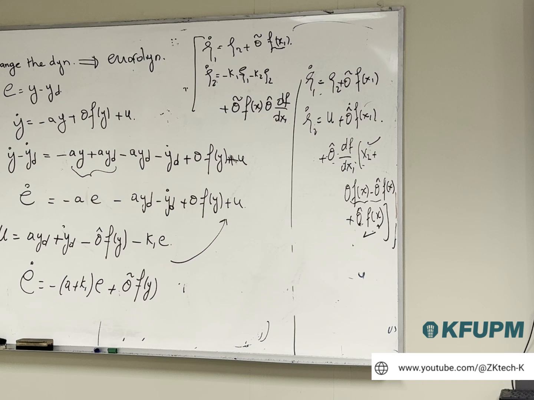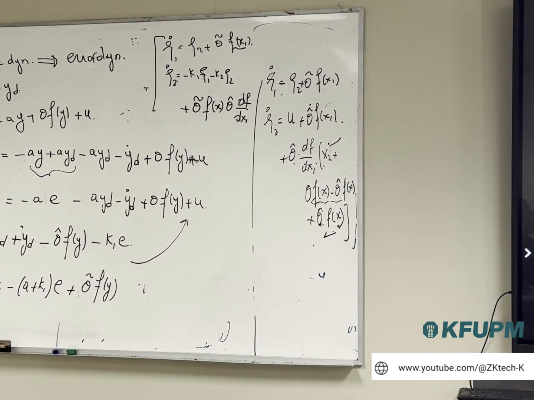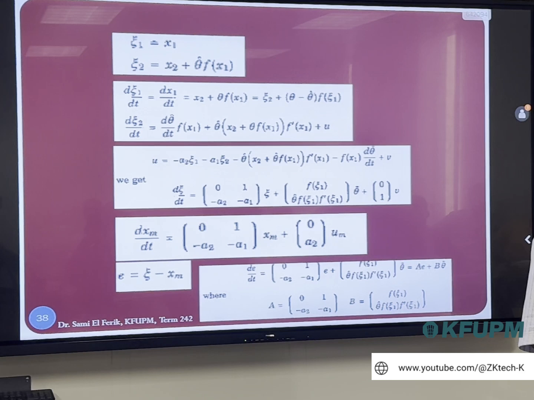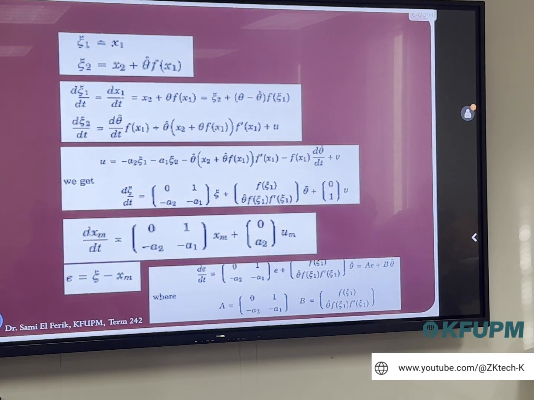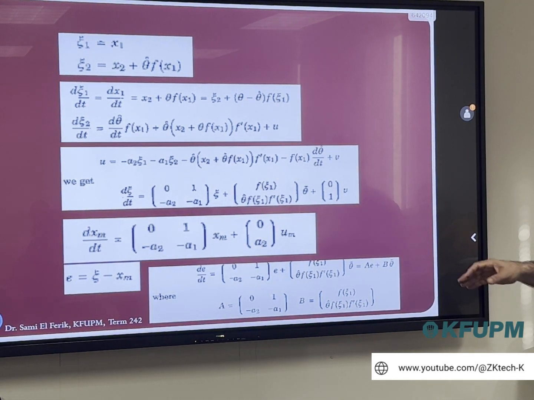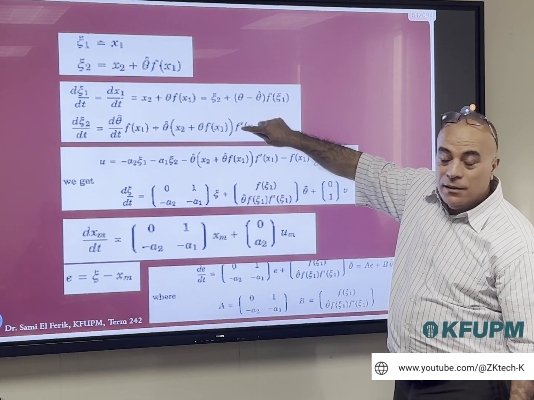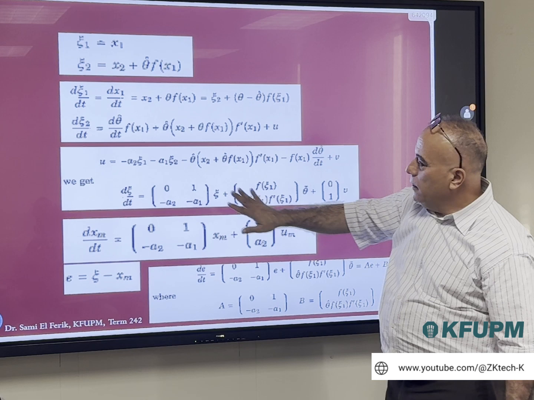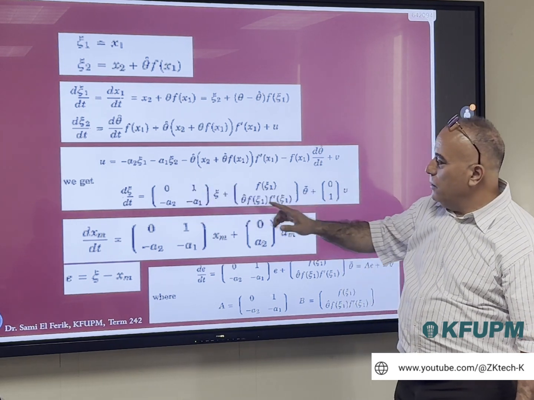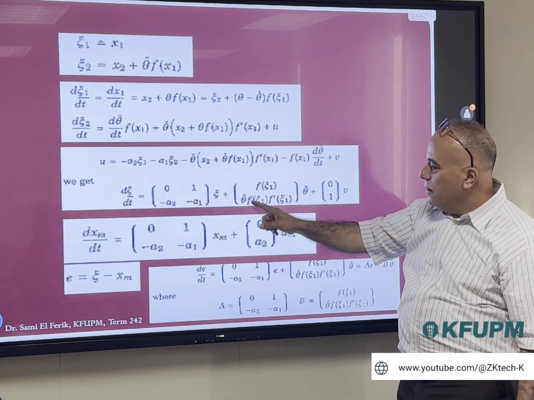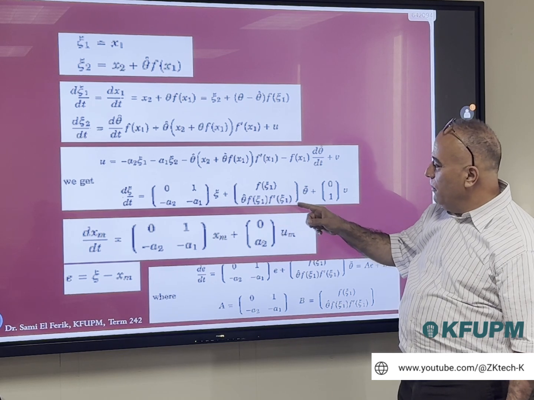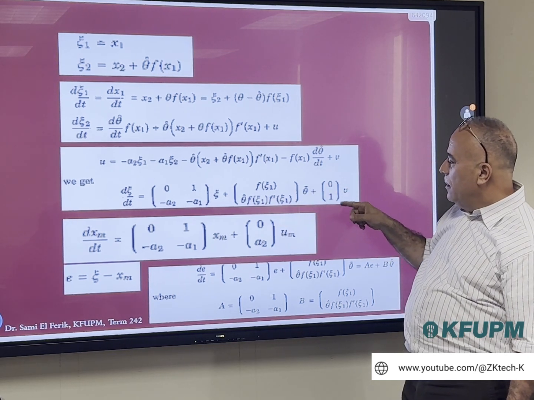So the process is exactly the same, except that it becomes a little bit more complicated when you go to 2 states. And this is why I did not want to jump here. So when you go to 2 states, it's exactly the same thing. We go one by one, and the prime that you have here is the derivative of f with respect to x1. Then you have to write it in matrix form. So you have here f of zeta 1, theta hat, f of zeta 1, f prime of zeta 1 times theta tilde plus 0, 1, v.